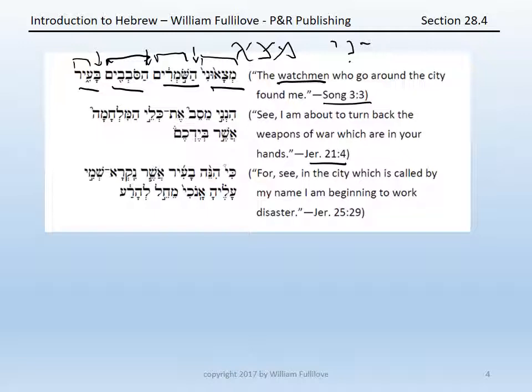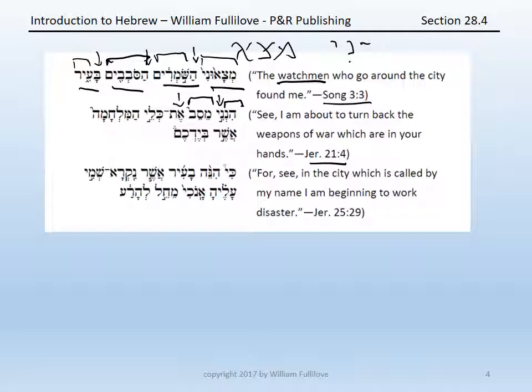Second, Jeremiah 21:4. Hineni mesev et kali hamilchama asher b'yedkem. So begin with hine plus the first common singular suffix. See, or look here. Mesev, a hiphil participle, masculine singular of savav. And this is what we call the imminent future use of the participle. See, I am about to make go back, or in easier English, I am about to turn back.